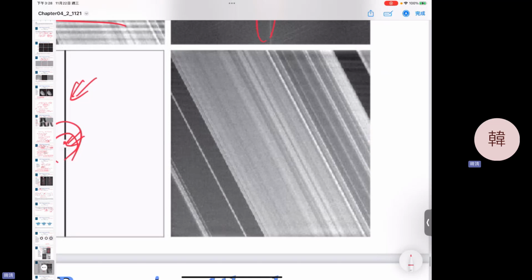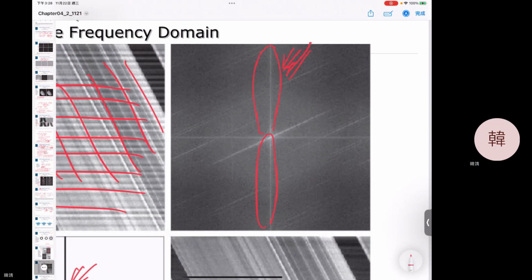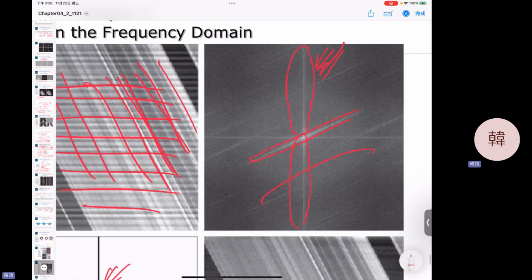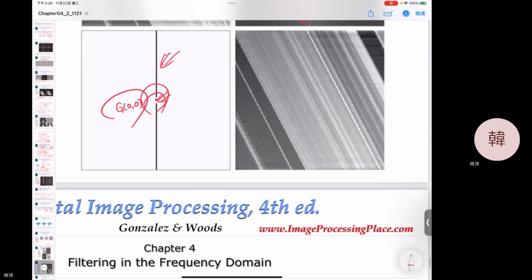So what will the result be? Just like this. You transform into the frequency domain and look at the energy distribution. Now you know where the line is here. It corresponds to this slanted edge of the Saturn ring. But here we know the error is horizontal, so we can remove this vertical energy band. The result is like this. You can recover the image without the periodic noise.